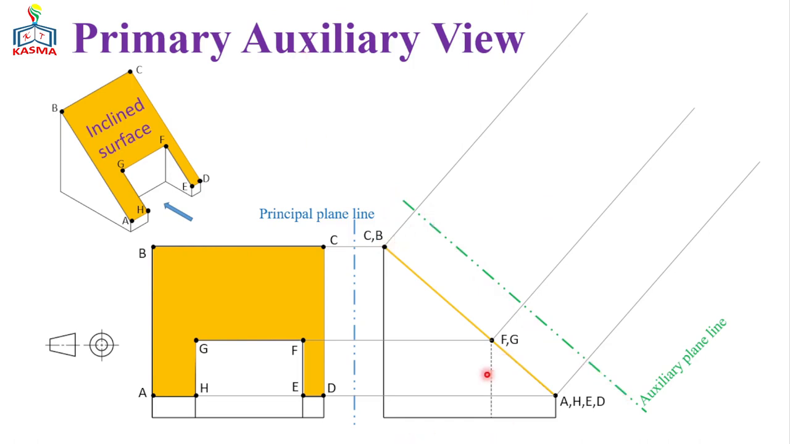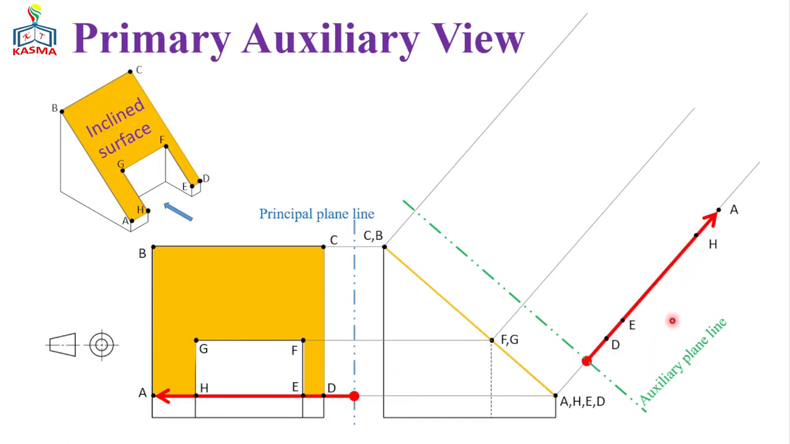Now let's start from the lower part. We have 4 points, that is points A, H, E, and D, on the lower part. We can measure the distance from this reference plane line to these 4 points, and transfer this dimension from the reference of the auxiliary plane line. Since we have 4 points over here, from here to here it will be point D, from here to here it will be point E, from here to here it will be point H, and from here to here it will be point A. And then all the points can be scattered in this way.